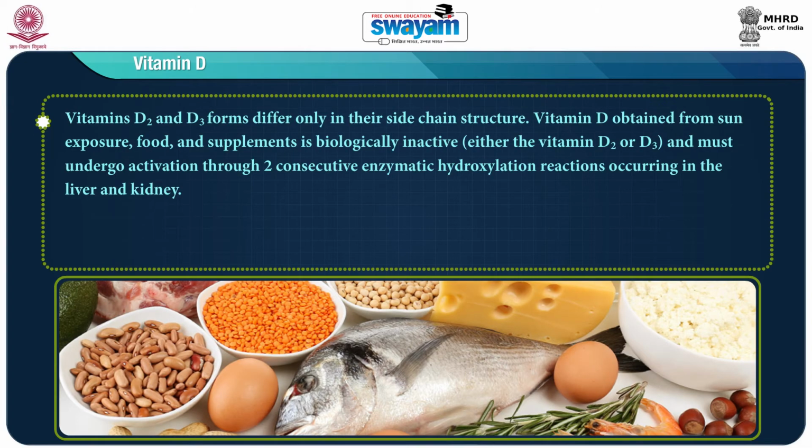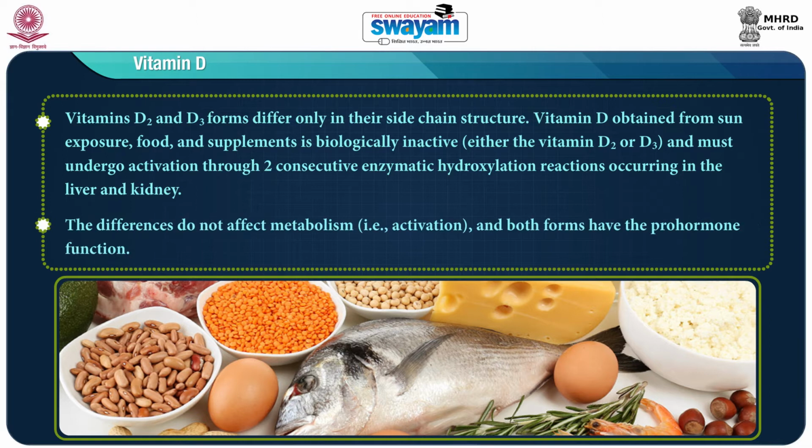Now, vitamins D2 and D3 forms differ from each other only in their side chain structure. Vitamin D obtained from sun exposure, food and supplements is biologically inactive, either the vitamin D2 or D3, and must undergo activation through two consecutive enzymatic hydroxylation reactions occurring in the liver and kidney. The differences do not affect the metabolism, that is activation, and both forms have the pro-hormone function.